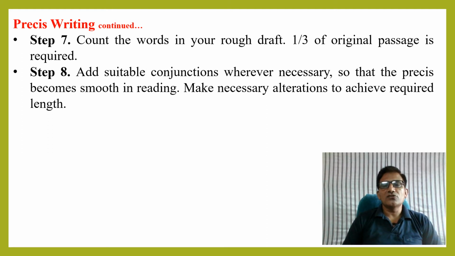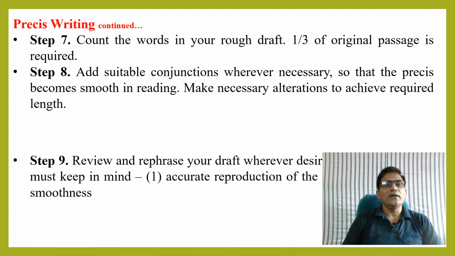Add suitable conjunctions wherever necessary so that the précis becomes smooth in reading. Conjunctions are very important: when, how, why, however, notwithstanding, in addition, firstly, secondly, thirdly. Some conjunctions we insert in the text to make it smooth. Make necessary alterations to achieve the required length. If you read it carefully, then you will automatically know what connective or what conjunction should be added and where.